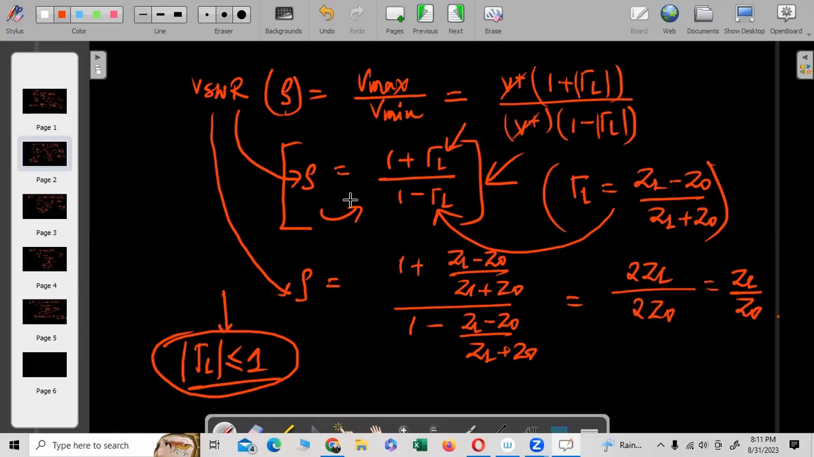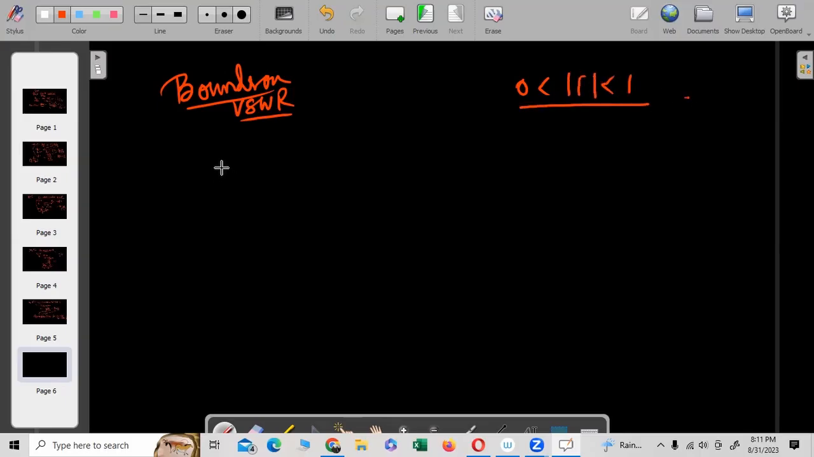It is coming infinite. Now I am coming for that one also. Let's say some bounds of VSWR. What are the bounds on VSWR? Reflection coefficient we already know. Bound is this one, that we know. Now what is the bound for rho?